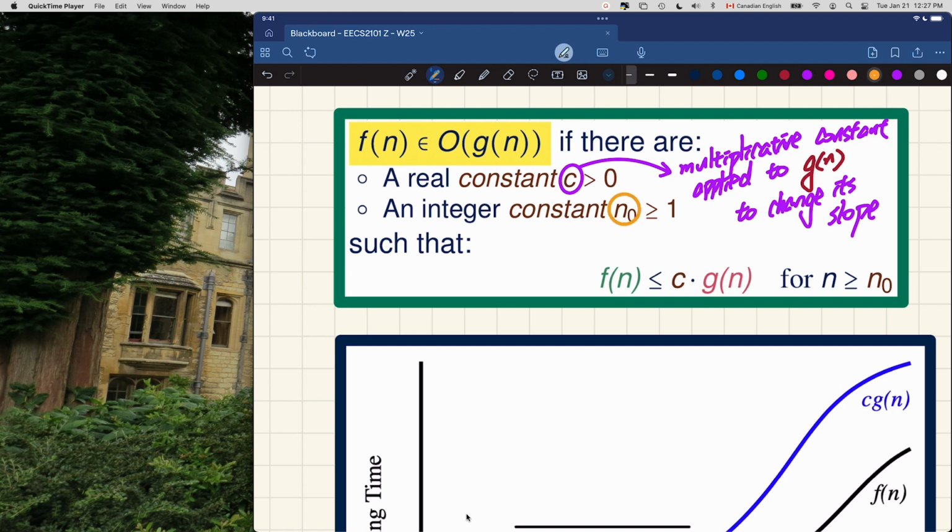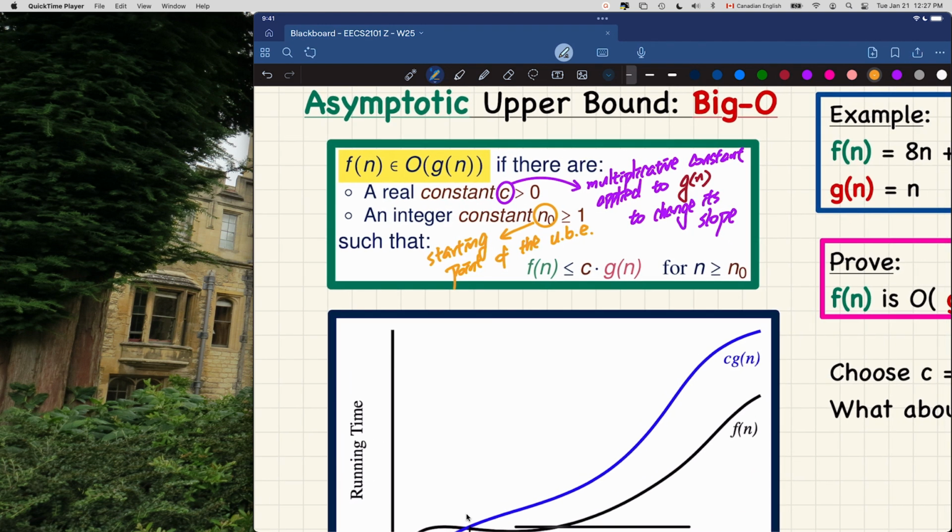All right. So this will be the starting point of the upper bound effects. All right, UBE, just an acronym, upper bound effects. I'll write it just once, just in case. Upper bound effects.